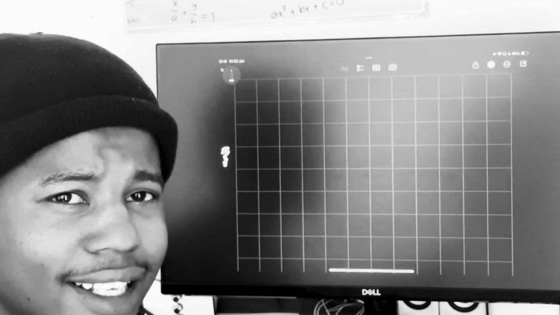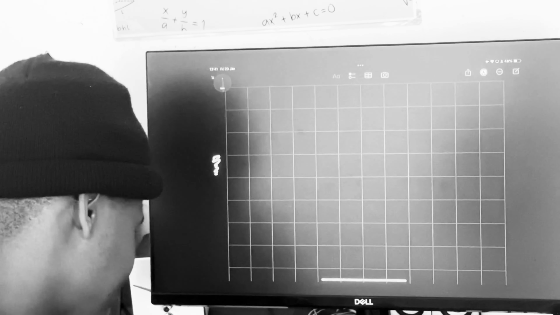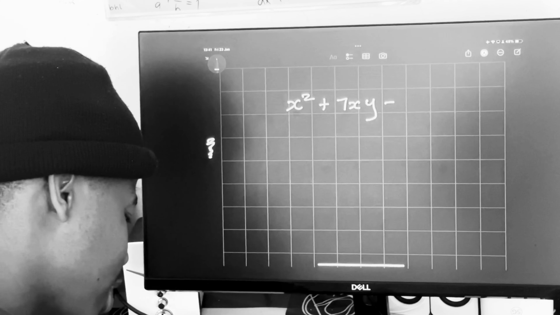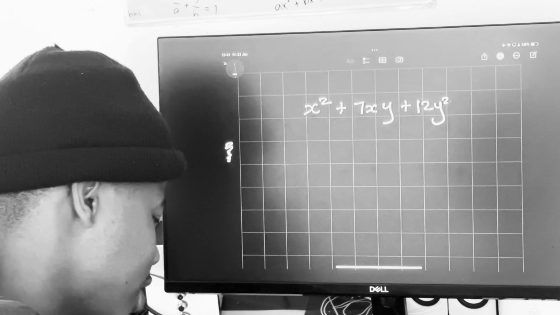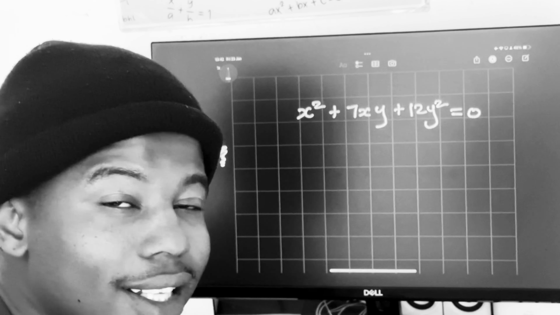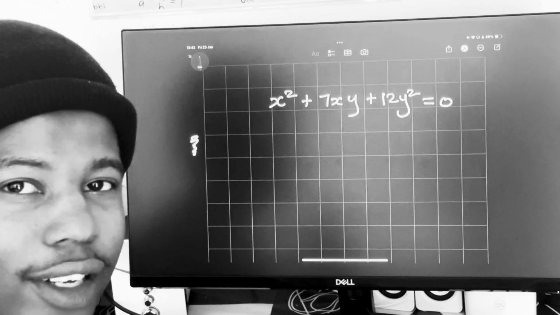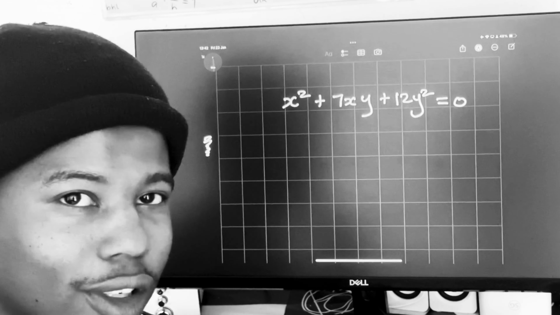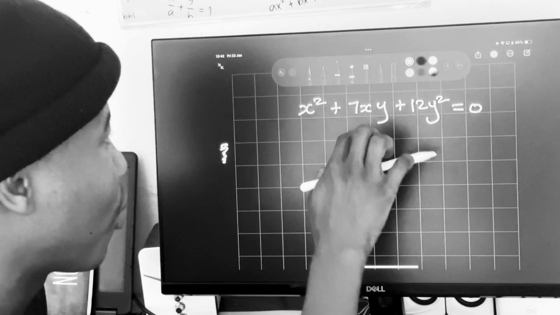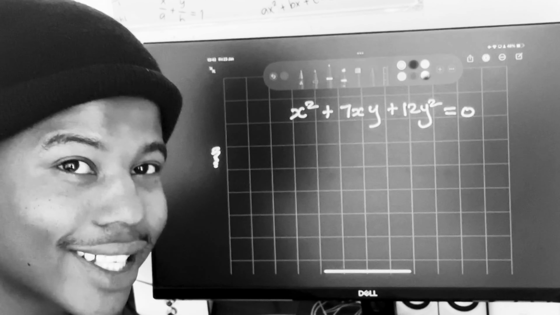Today I have some nice equation that I need us to solve. And the equation goes x squared plus 7xy plus 12y squared equals 0. And we have to solve this simultaneously. This is a very interesting question. Why? Because we are used to being given two equations when we are asked to solve two variables. But this one, we are asked to solve for x and y, but we are only given one equation. Let's see how we're going to maneuver that.